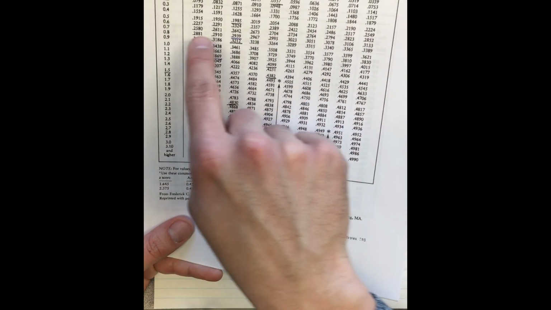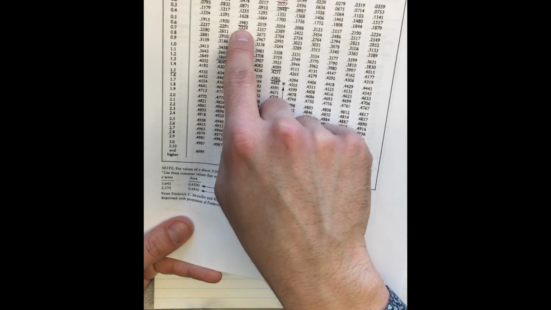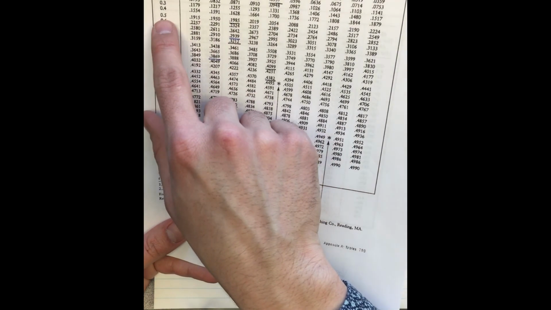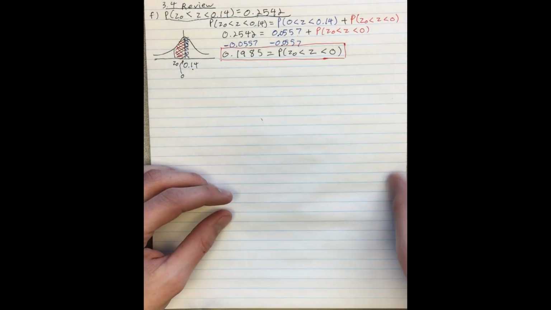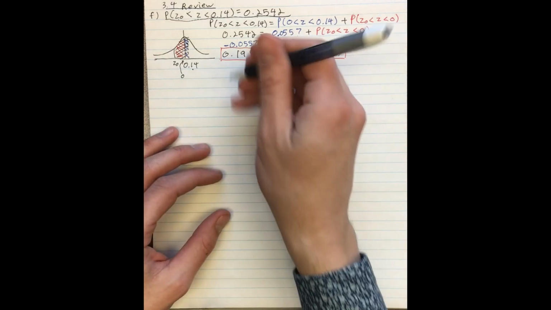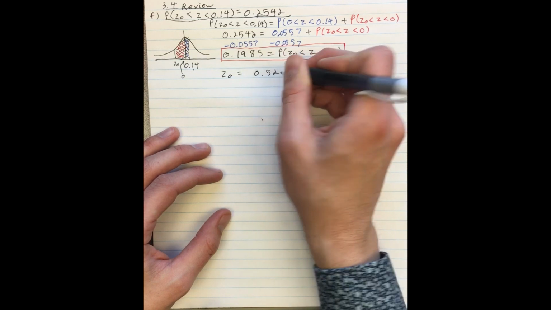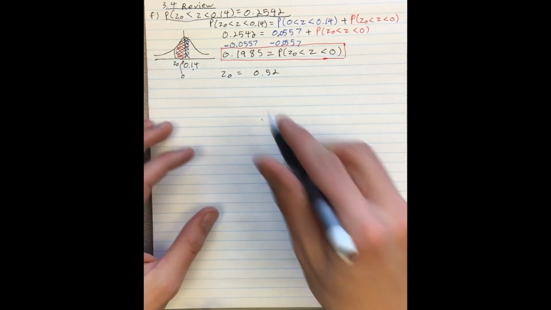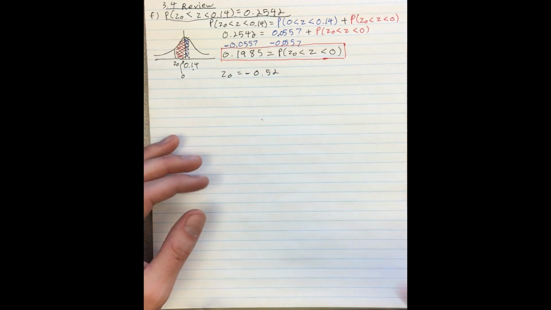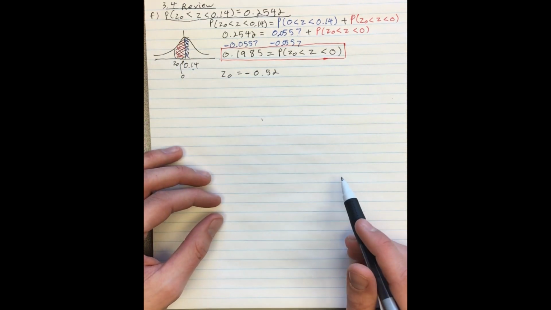0.1985, and that is right here. I have it underlined because I've already done the problem. It's 0.52. So that means Z0 is equal to 0.52. Oh, I made a mistake. I forgot the negative. So make sure you don't forget that negative when you have a negative value.